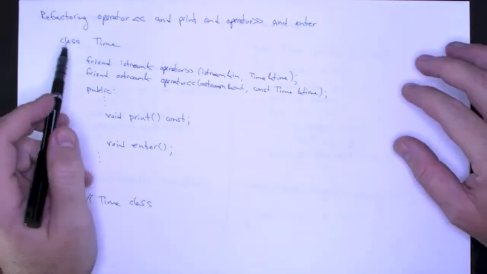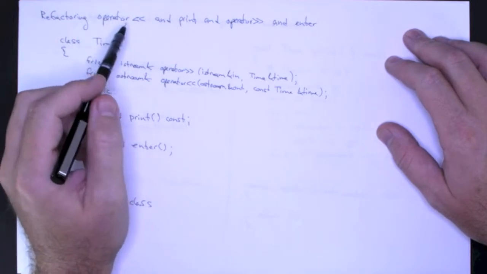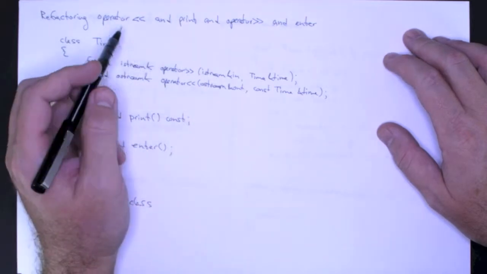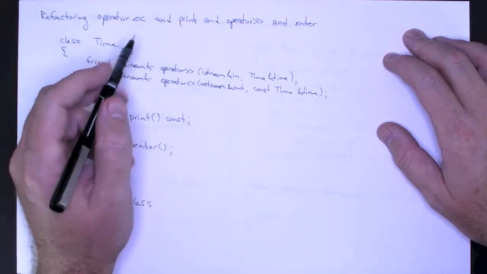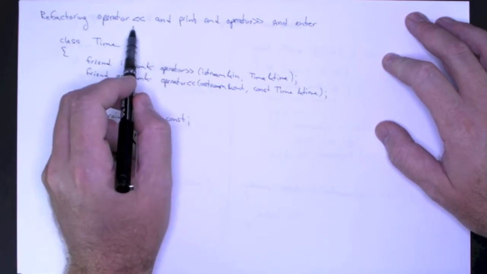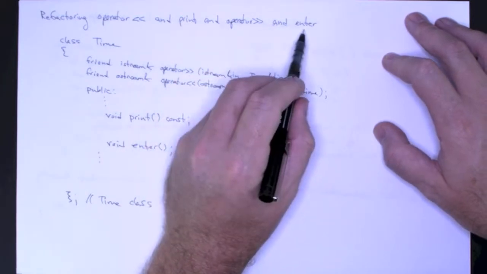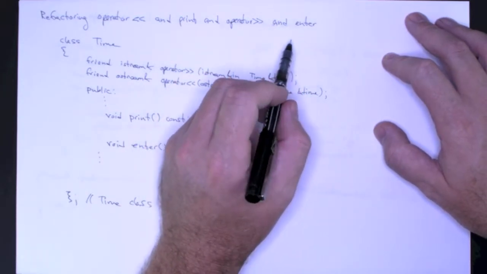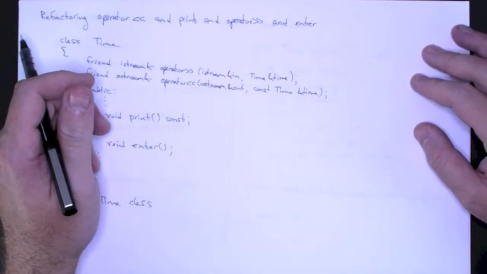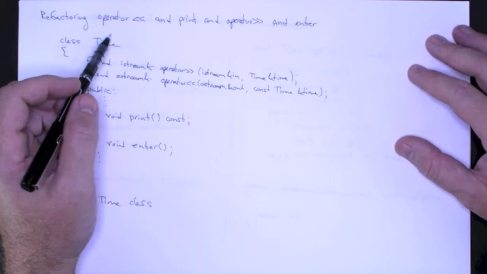Okay, one of the things I want to do is refactor my stream insertion and stream extraction operators, and my print and enter methods. I want to do this because the code in print and the insertion operator are identical, and the code in the extraction operator and enter are identical. Generally it's bad practice to have the same code in multiple places.